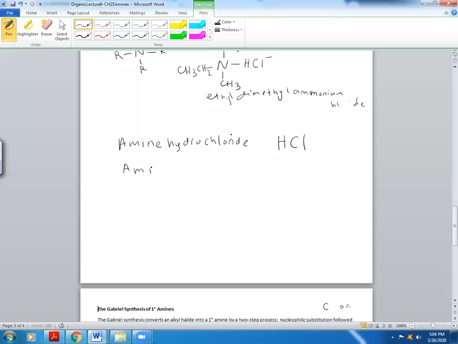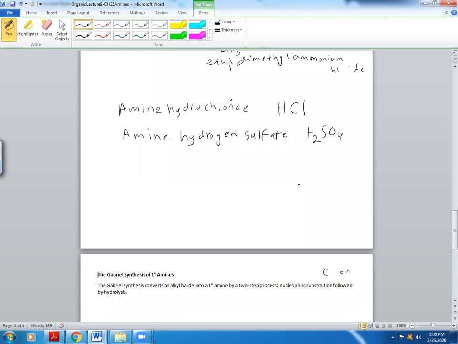Okay, it's just not writing very well, let me see. Hydrogen sulfate, which is with H2SO4. That's obviously from when you use sulfuric acid. You'll notice that these are common with the pharmaceutical names.